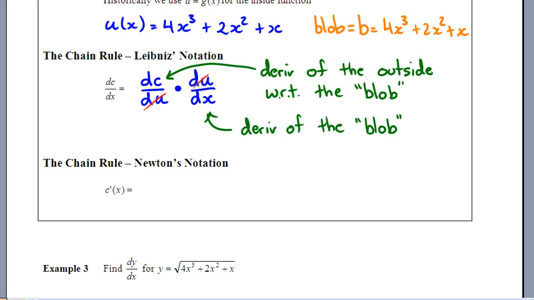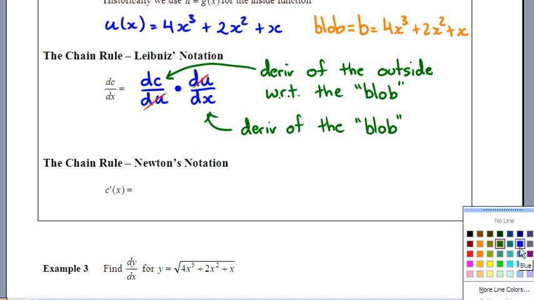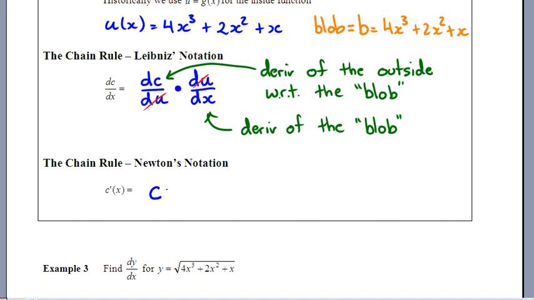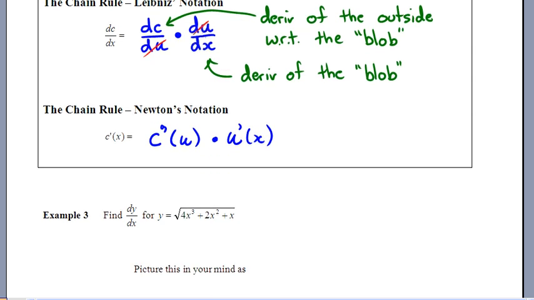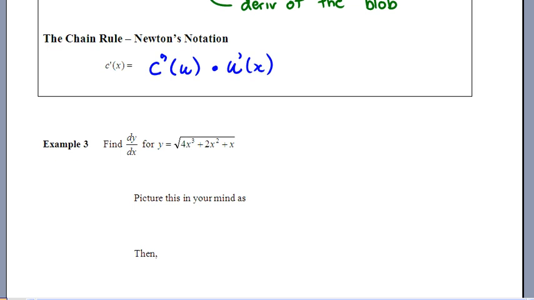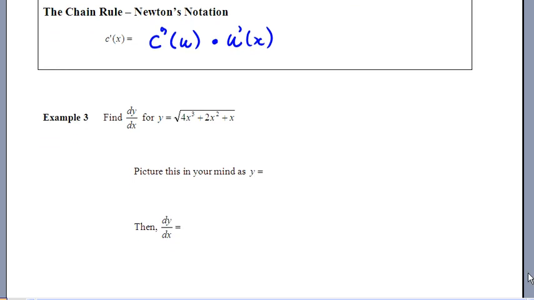Isaac Newton would say this: if you're trying to find the derivative of c, which is some sort of composite, then you need to go and find the derivative of c with u inside, with that blob inside, then multiply by u prime of x. Okay, enough of the technical stuff that doesn't make a lot of sense. Let's actually just try that out with this.